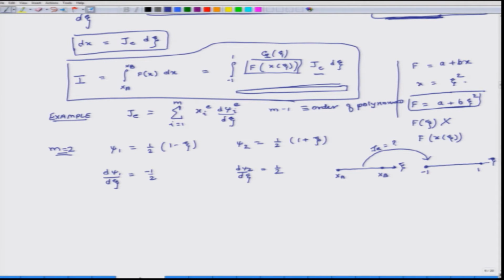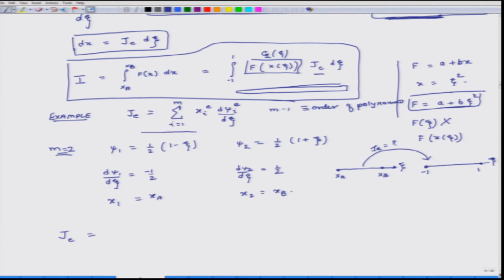The relationship for the Jacobian is the summation of xi d psi I over d zeta. And what is x1? x1 is xA and x2 is xB. So the Jacobian for each element is this expression.